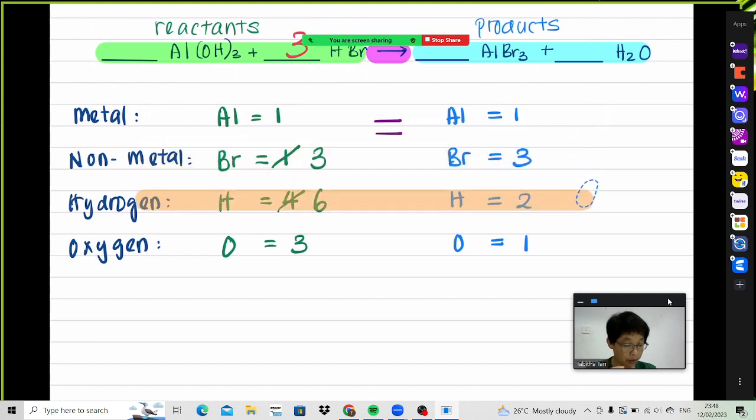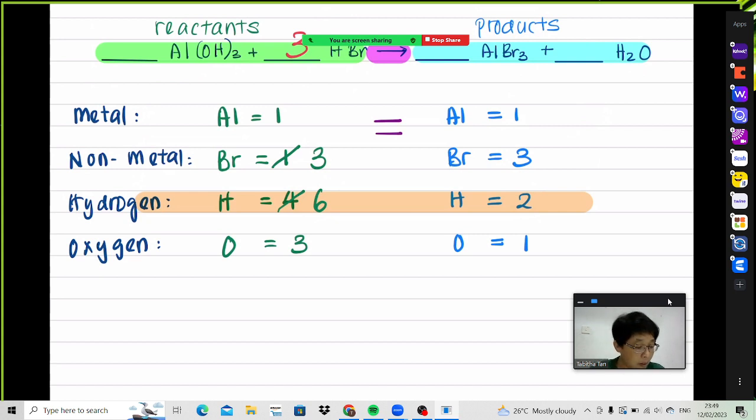Okay, all right. So now you're going to look at hydrogen. Again you see that on the reactant hydrogen got 6 pieces, on the product hydrogen got 2 pieces. Again, that is your job and my job to balance them, to make sure both sides have the same number of hydrogen. Okay, so if you look at here, we got 6, here we got 2. How do we make them to be equal?